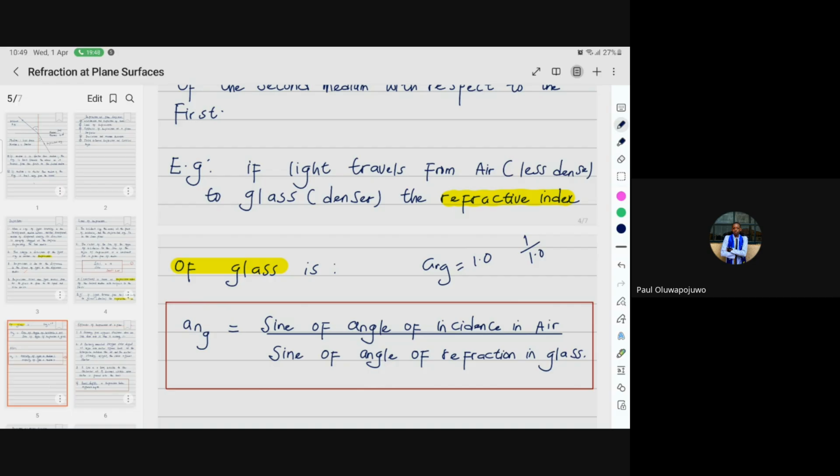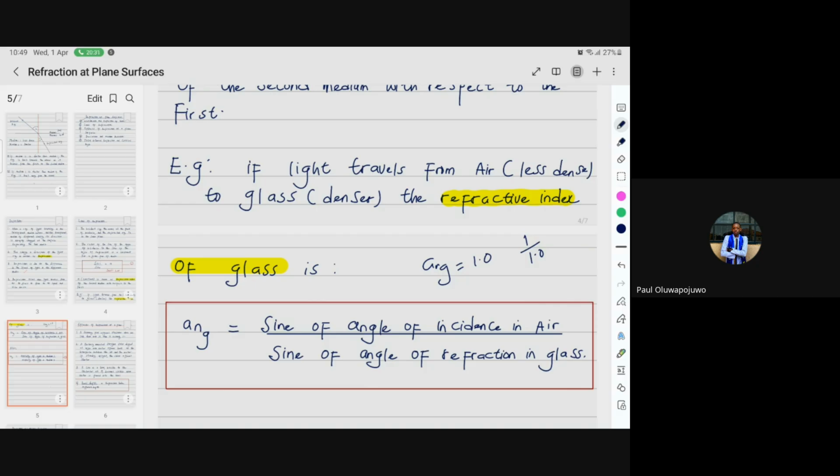What I said is aNg simply means refractive index of glass. So if they tell you that the refractive index of glass is 1.0, it simply means that the sine of the angle of incidence in air over the sine of the angle of refraction in glass is equal to that value. So when someone asks you to find, for example, the refractive index of air, it is not this aNg, because that value is the second medium with respect to the first medium.